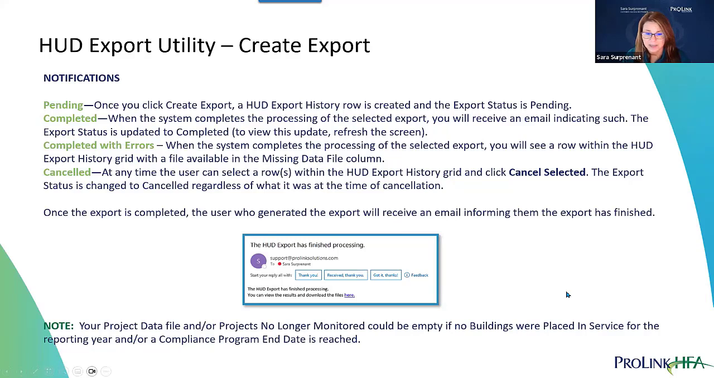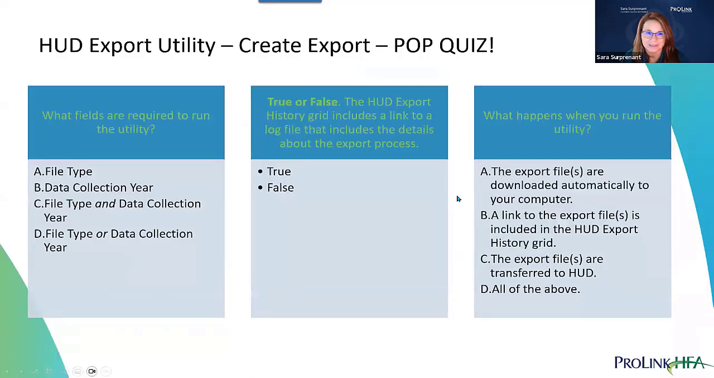If your project data file or your no longer monitored file is empty, that is acceptable if you've not entered any projects, you haven't placed in service any projects during the reporting year or the data collection year, or if you just haven't had any properties or projects that have reached the end of their compliance period during the reporting year. Now, if you know that there should be one and there's not, then let us know, and we'll help you hunt down which one is not behaving and needs to be added to the export.